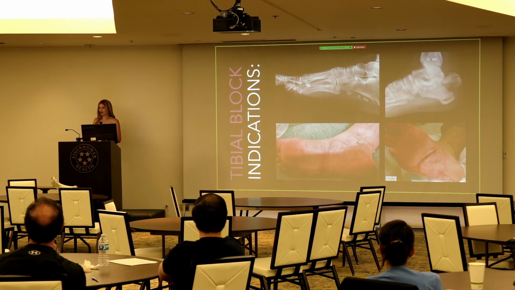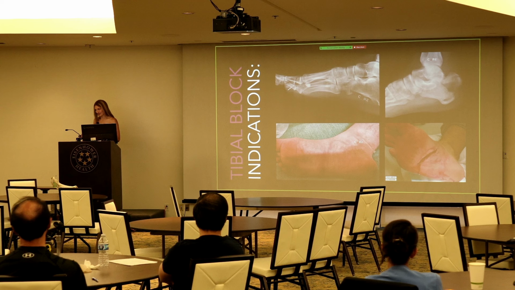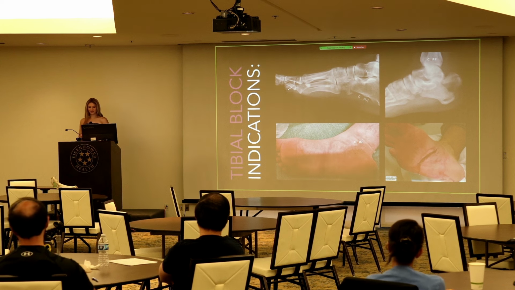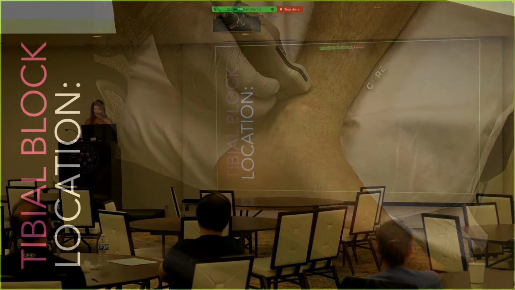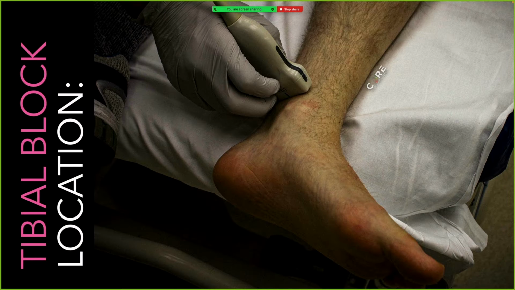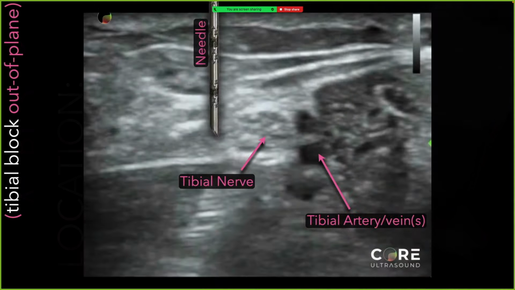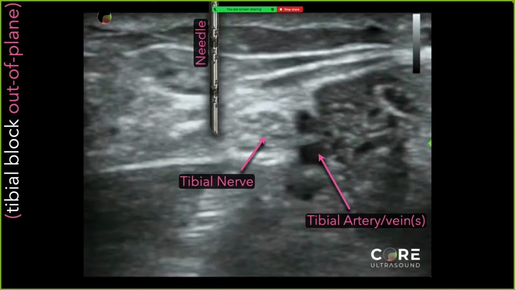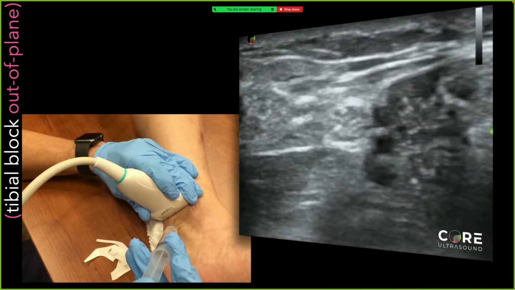If I'm doing this block, I tend to use a little bit more of the long-acting stuff because the digging around often causes problems, you know? But yeah, this is a quite useful block. Location here, we're going to externally rotate our foot. We're going to place a transducer just posterior to the medial malleolus and just cephalad to the medial malleolus. And this is our tibial nerve, and this is going to be our approach for that needle.